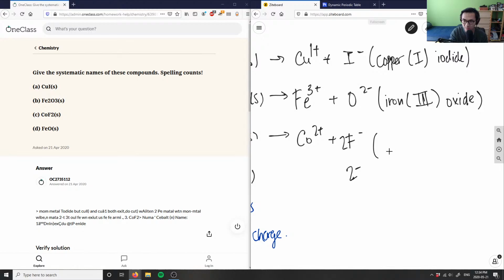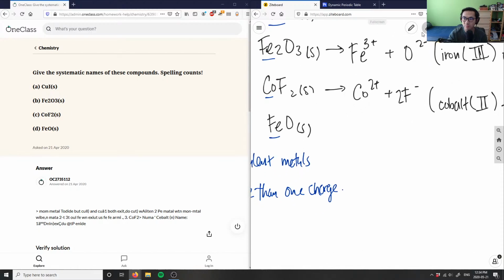So therefore, you can say that this compound is going to be cobalt, C-O-B-A-L-T, cobalt 2, and then fluoride. And that's going to be the name of that compound as well.